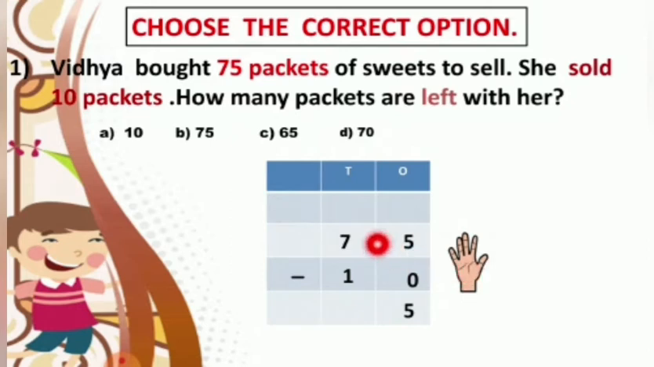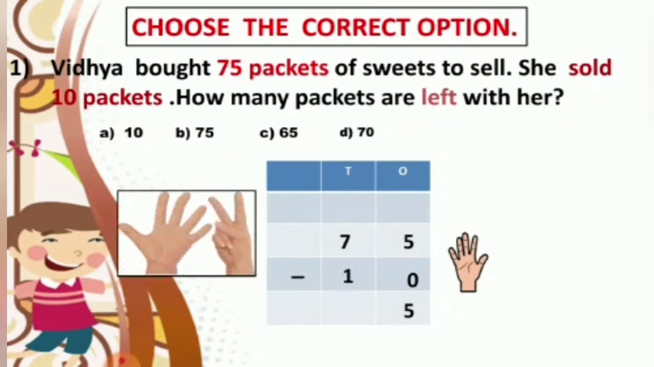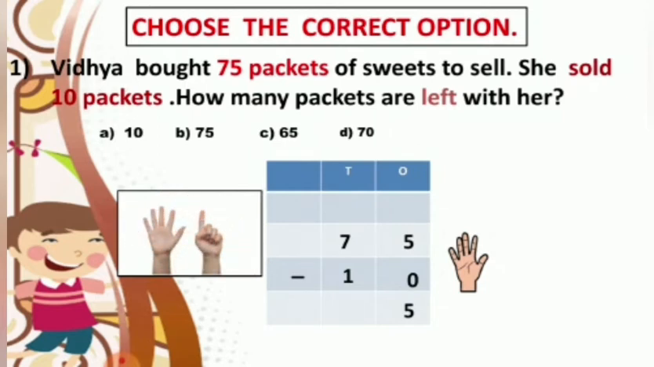Now we will go to the tens column. So 7 minus 1. Open your 7 fingers. How many fingers we have to close? 1. So close your 1 finger. How many are left? Let us count. 1, 2, 3, 4, 5, 6. So 7 minus 1, your answer is 6.